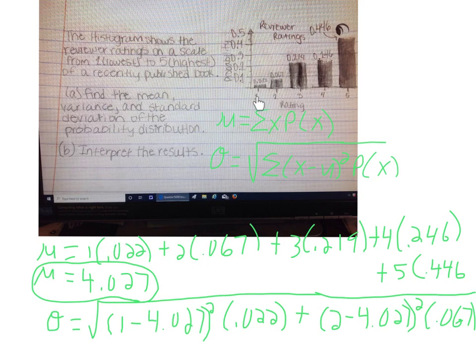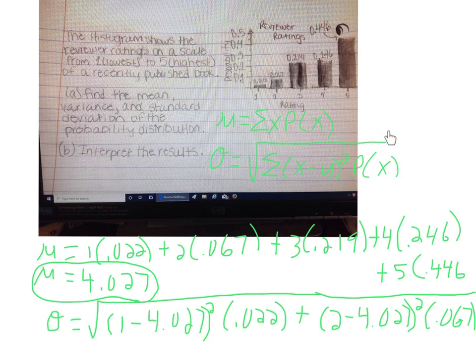It's 1 times 0.022 plus 2 times 0.067 plus 3 times 0.219, etc. So I wrote that and I punched that in a calculator. I hope I punched that in correctly. I get 4.027.